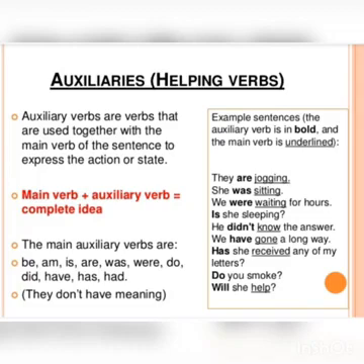Study these example sentences. Here, the auxiliary verb is in bold and the main verb is underlined. They are jogging. She was sitting. We were waiting for hours. Is she sleeping? He didn't know the answer. We have gone a long way. Has she received any of my letters? Do you smoke? Will she help?